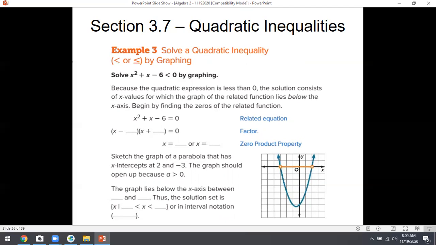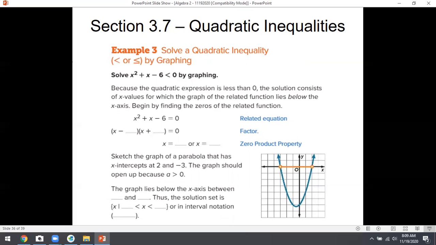So your final answer is -3 with a parenthesis to 2 with a parenthesis, because you want a range of numbers on this kind of stuff. Anywhere from here to there, this graph is below the axis, below 0. And that's kind of all you're going to do on these things too.